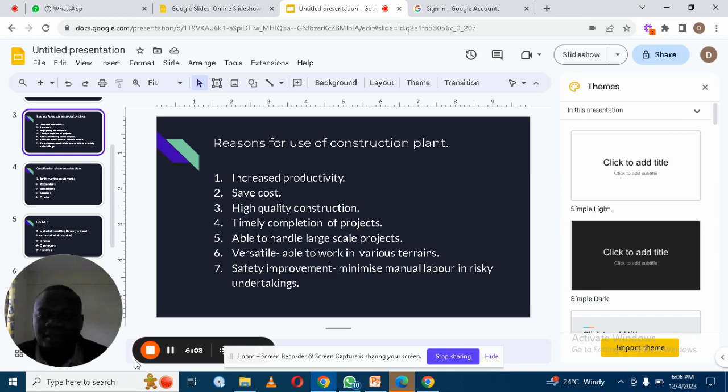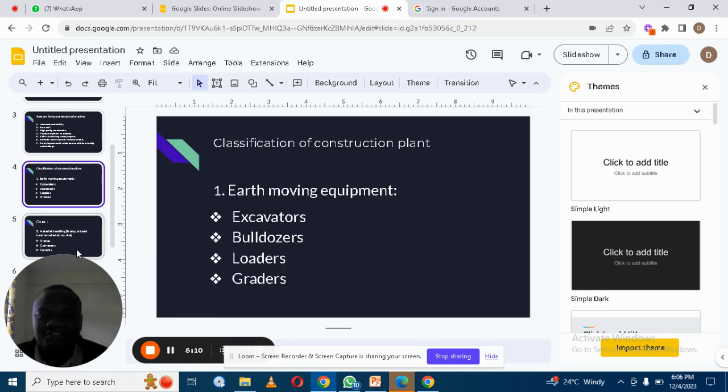Then we shall look at the classification of construction plant, and they are classified in 6 major ways. Number one, construction plant is classified as earth moving equipment. Earth moving equipment, as the name goes, is used to move earth. Under this we have 4 major types. These are excavators, bulldozers, loaders, and graders. These ones are used to move earth.